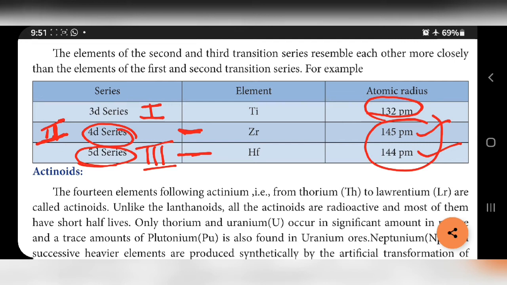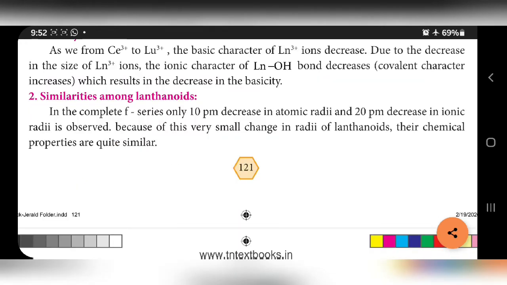So both zirconium and hafnium have similar properties. So the elements of the second and third transition series resemble each other more closely. Because of the very small change in ionic radii, the chemical properties are quite similar.